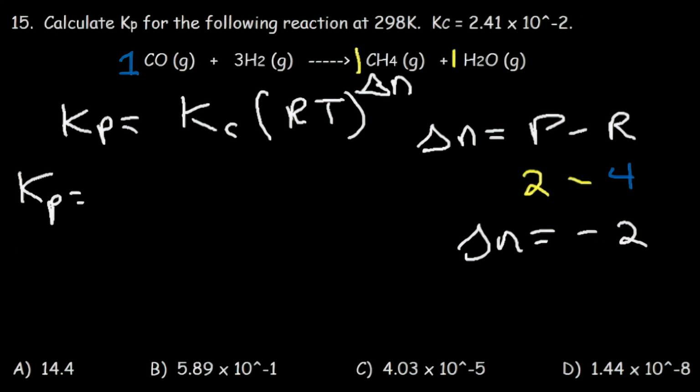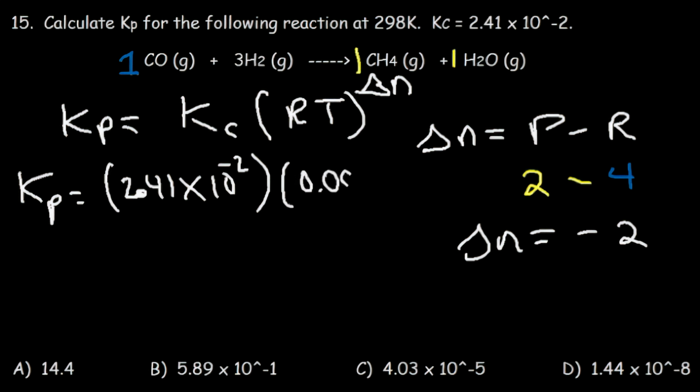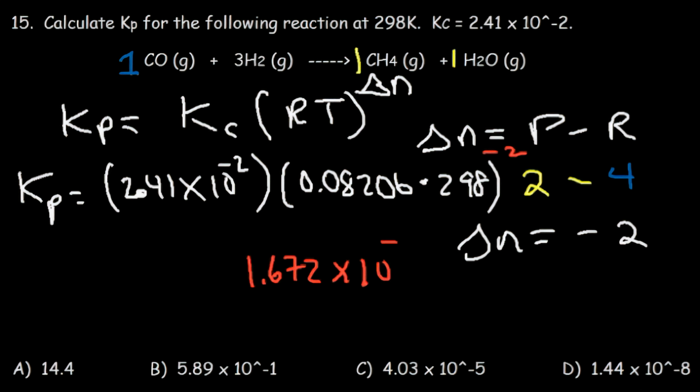We have the value of Kc. We know it's 2.41 times 10 to the minus 2. And R is the gas constant, 0.08206. And the temperature is 298 Kelvin. And so we're going to raise that to the minus 2. So if you type in 0.08206 times 298, that's 24.45. And if you raise that to the negative 2, you should get 1.672 times 10 to the negative 3.